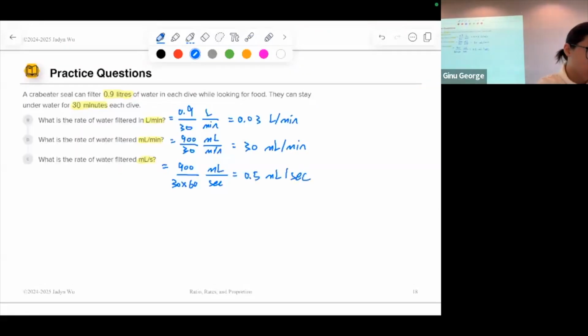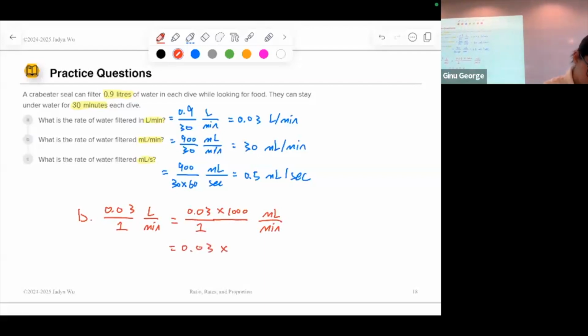That's correct. And there's another way to think about solving the problem: we can always use what we got previously. So for question B, I can reduce it by using 0.03 liter per minute. So 0.03 over 1, liter per 1 minute, and change it by multiplying 1,000 milliliters per liter to do the calculations. So here we are just directly multiplying by 1,000, and you can see it equals 30 milliliters per minute.